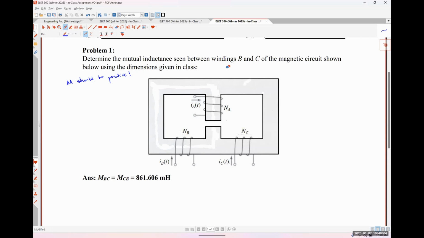Is that why it's MBC equals MCB? Yes. Because we'll get the same result regardless of if we choose coil B as the source or coil C as the source. So we arbitrarily pick coil B or coil C to be our source. Okay, so B is going to be our source.